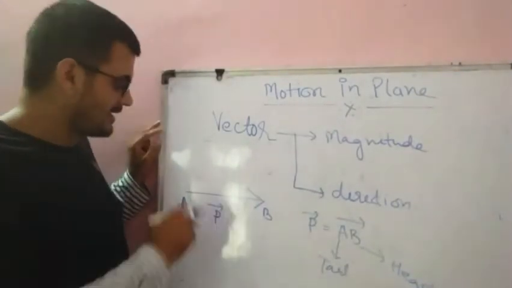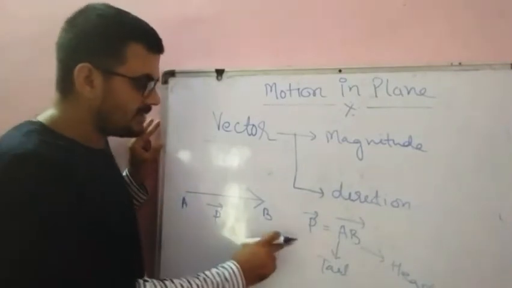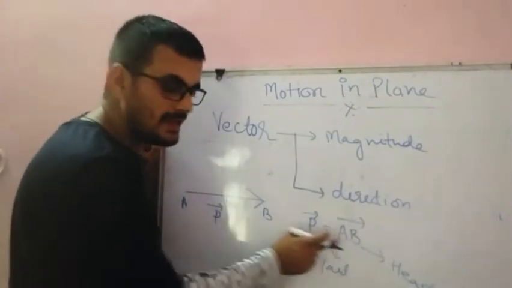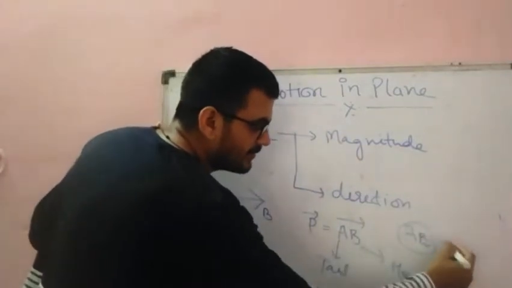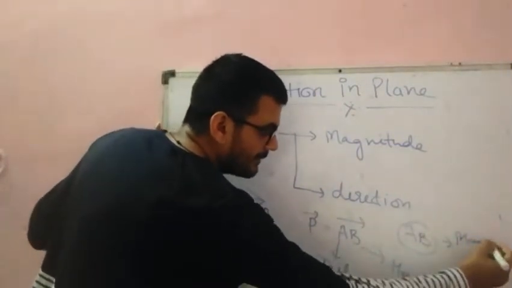Yeah beta, actually I have written P equals AB, meaning of AB, simple. This AB is representing the magnitude, that is, AB magnitude.